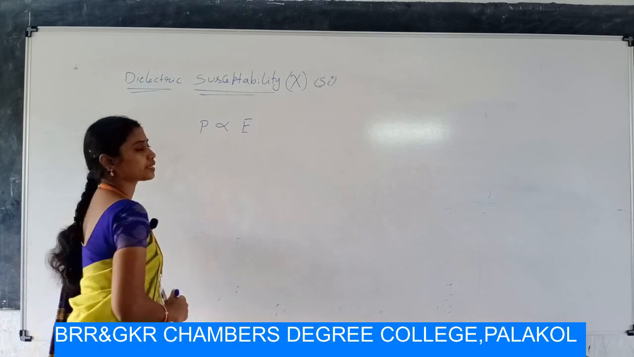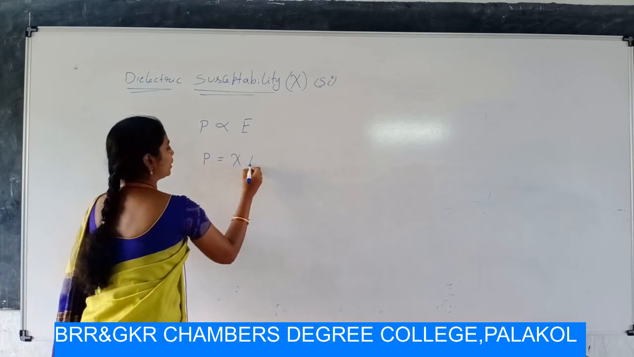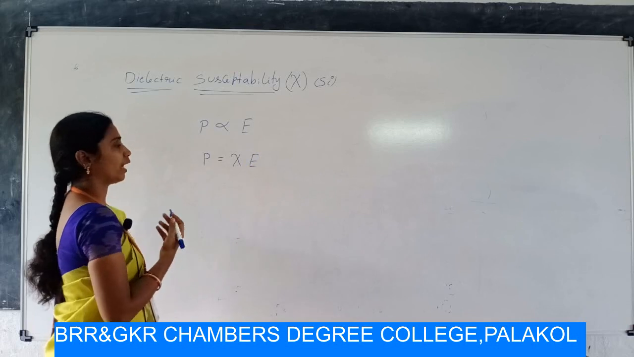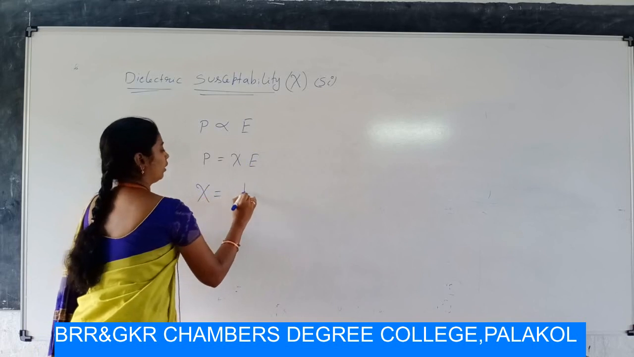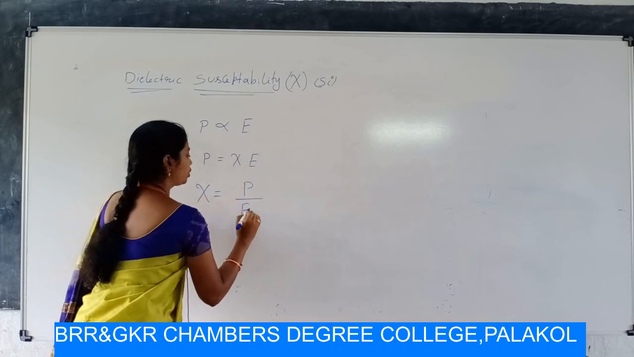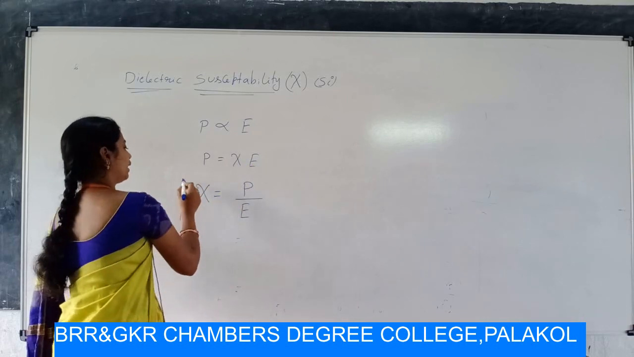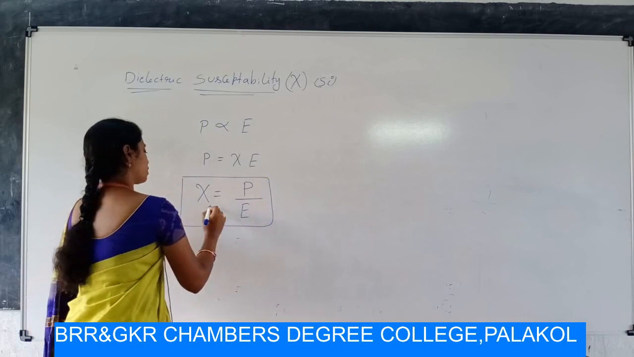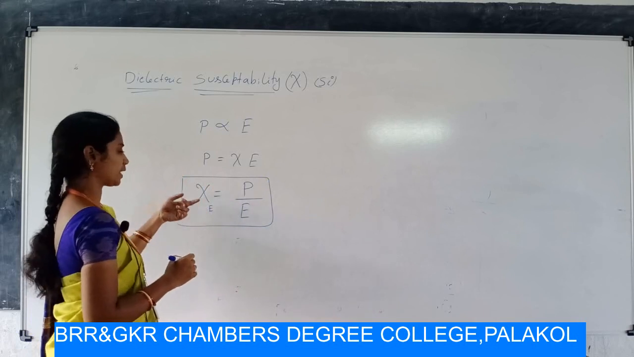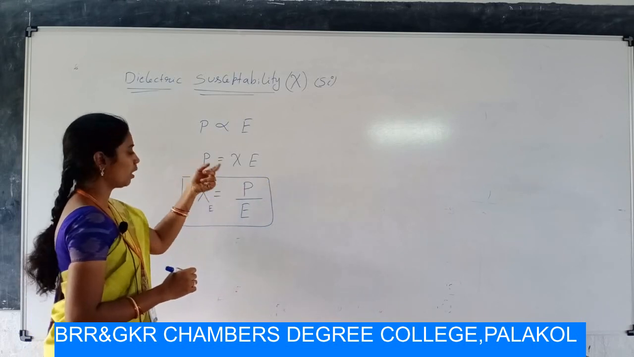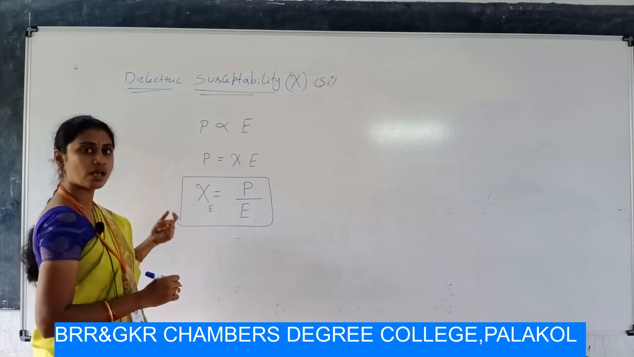Here this proportionality is replaced by a constant, then we can write P equal to psi into E. Here psi is the electric susceptibility. The ratio of polarization vector to electric field strength is said to be dielectric susceptibility. For dielectric materials we write psi e, with suffix e: the ratio between polarization vector and electric intensity.